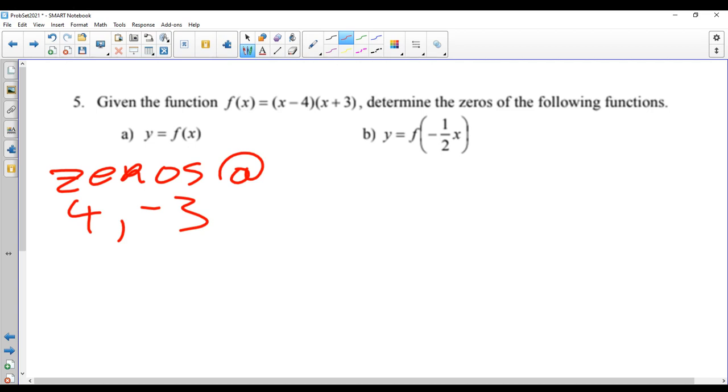So my question now is, that's for the original, but now we're going to do stuff to it. By the way, what stuff? Tell me what stuff is going on, Aaron. Horizontal stretch by a factor of 2. Well done.